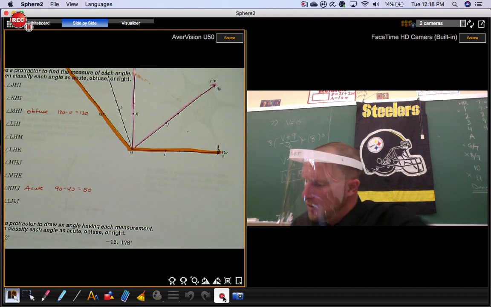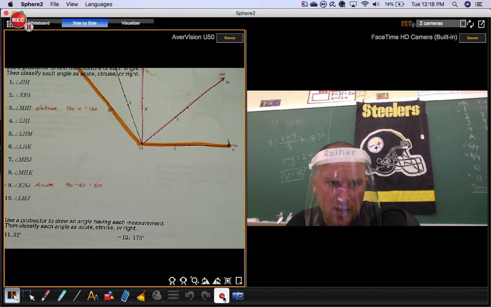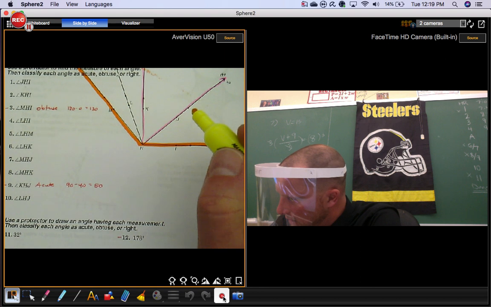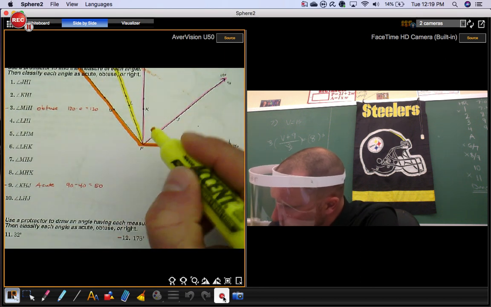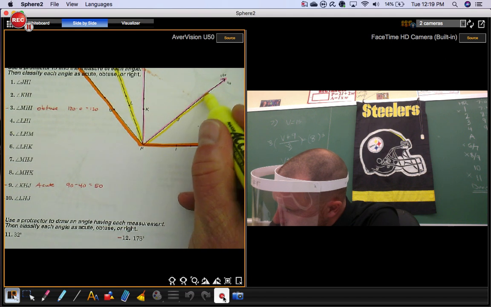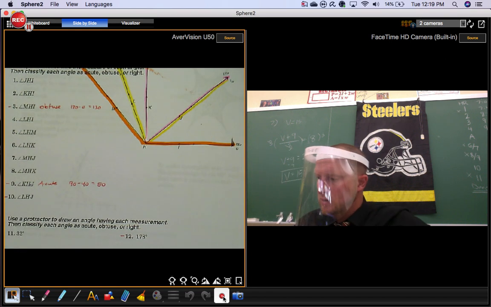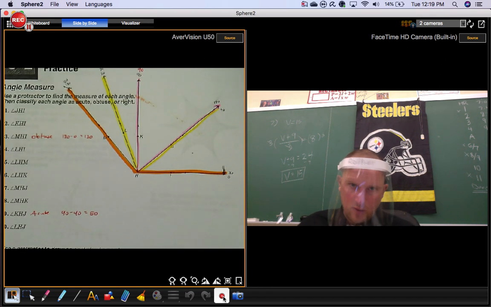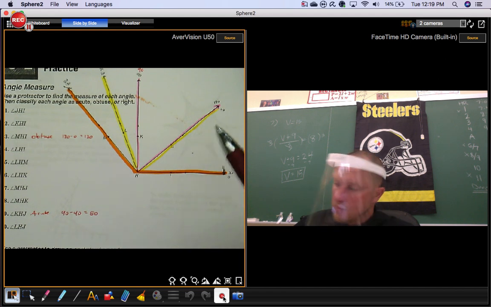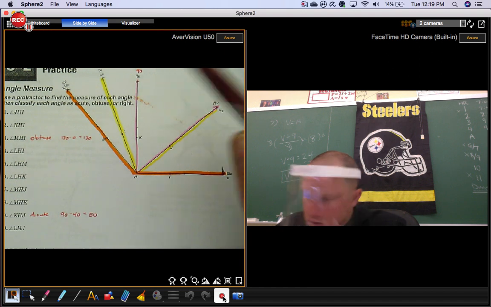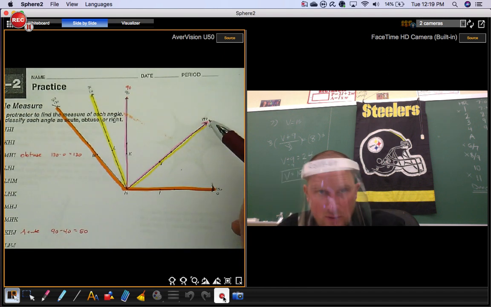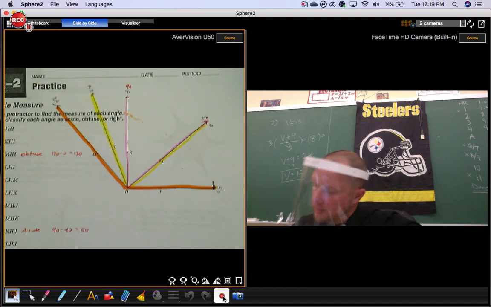Number 10, look at angle LHJ. We'll highlight it. So notice how this yellow angle uses one of the rays from the pink. We'll use the top numbers this time. We'll do 70 subtracted from 140.